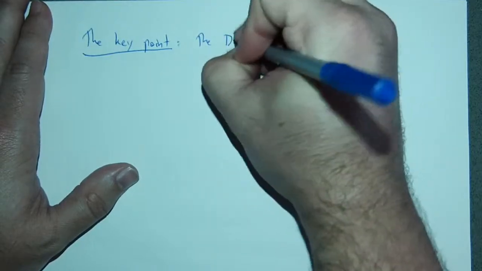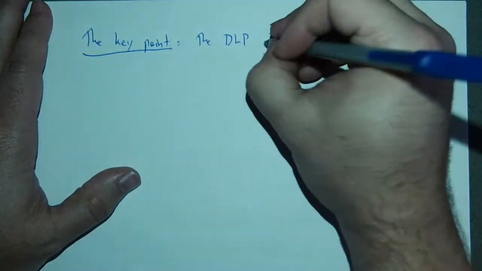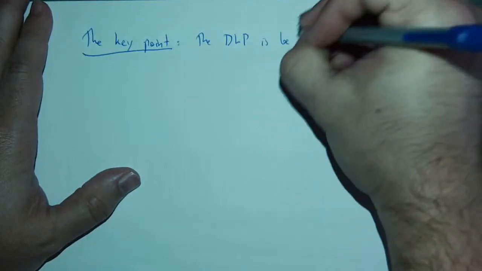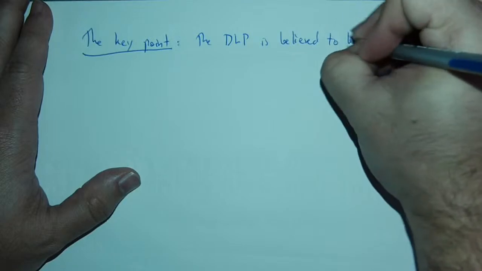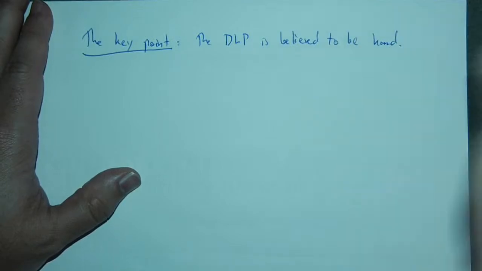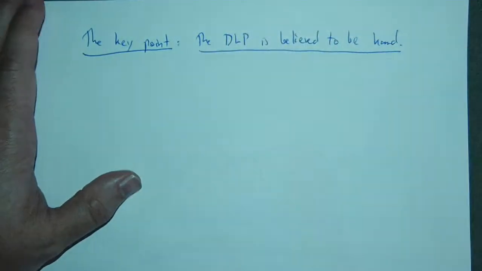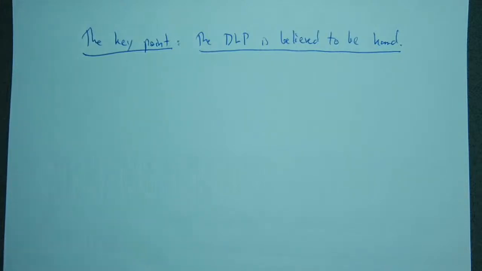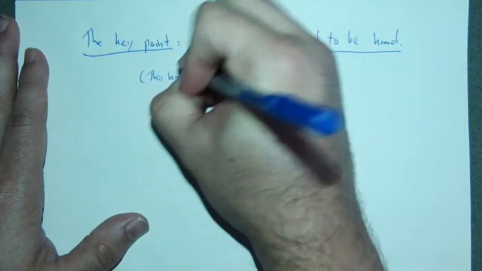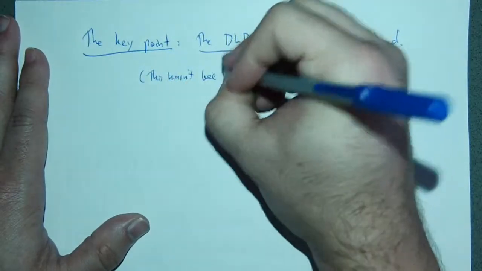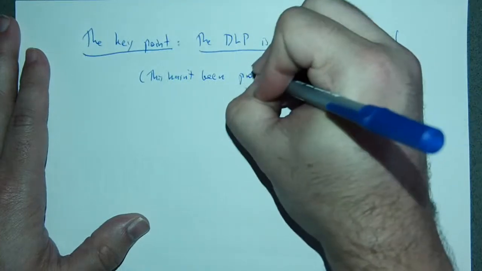The discrete log problem is believed to be hard. That is, it is believed to be computationally difficult to solve the discrete log problem. The reason that I use the words "believed to be" is that this hasn't been proven. Okay, so this hasn't been proved.